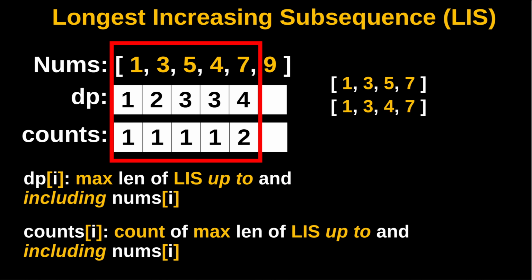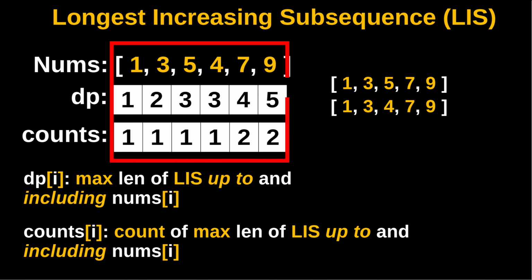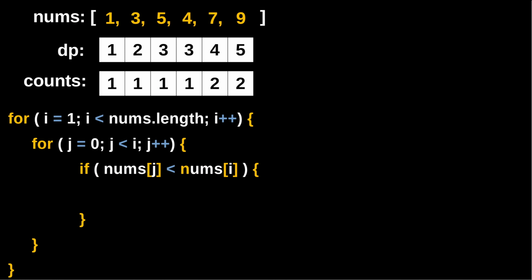Okay, at this position, the longest increasing subsequences including 7 are 1 3 5 7 or 1 3 4 7. The length of the longest increasing subsequence is 4, and there are 2 such sequences with the same length. And finally, for the whole array, we have 2 longest increasing subsequences of length 5. Okay, so let's build up the pseudocode.